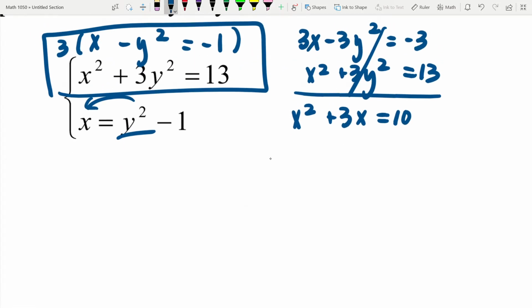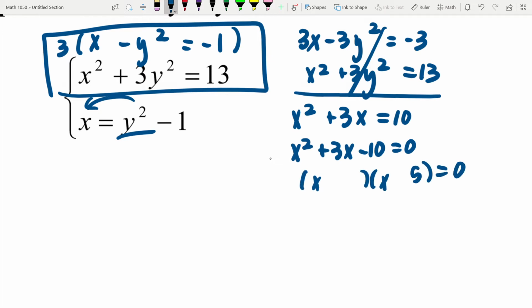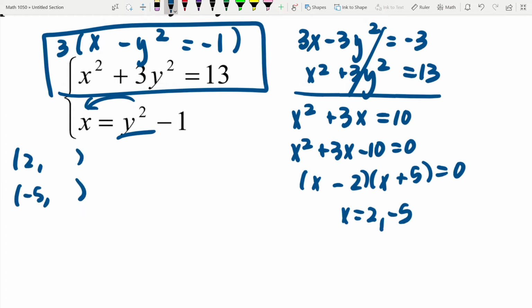Move my 10 over. x squared plus 3x minus 10 equals 0. Factor x and x. 10 goes to a 5 and a 2. Subtract to give me 3. Biggest is the positive. I get x equals 2 and -5. Go to the place where I'm going to write my answer. Put an x value of 2, put an x value of -5.